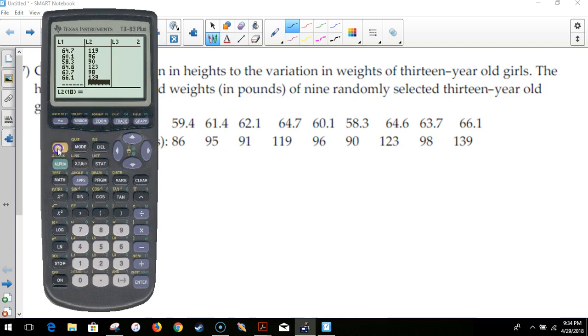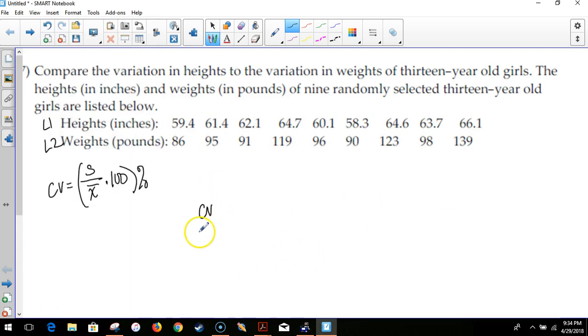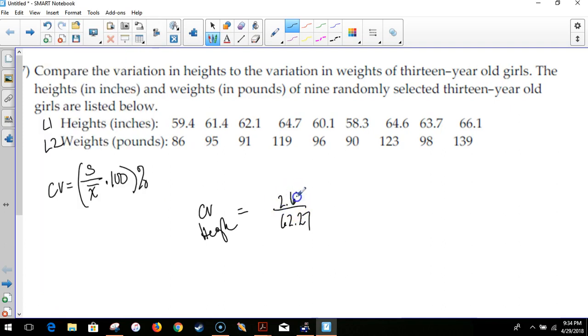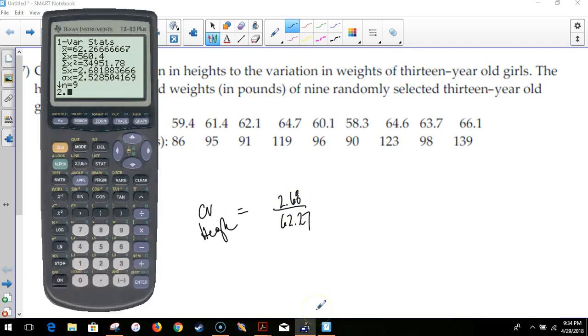All right, so now that's in. I'll say second mode to go to the main screen, Stat, Calc, 1 vars, and I get an X bar of 62.63. That's the mean for heights. And standard deviation's 2.68. Let's find out what this is and change it to a percent, and I get 4.3.